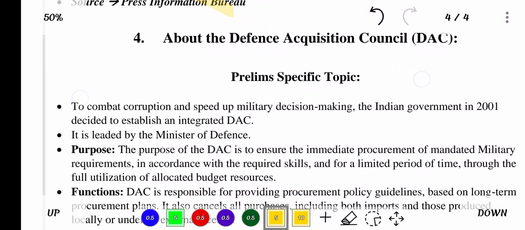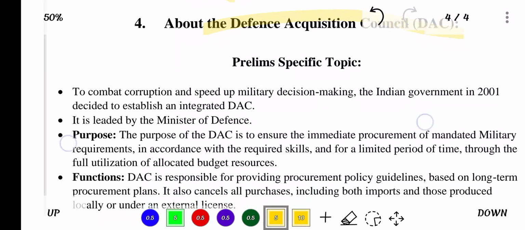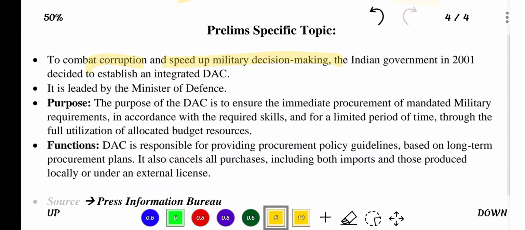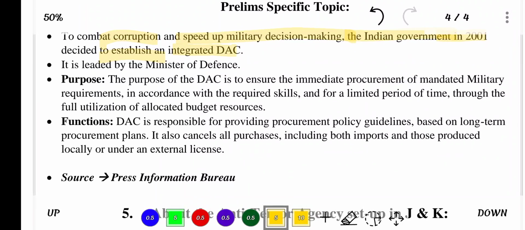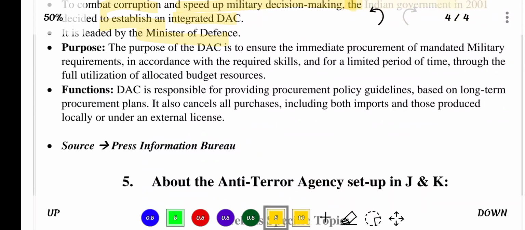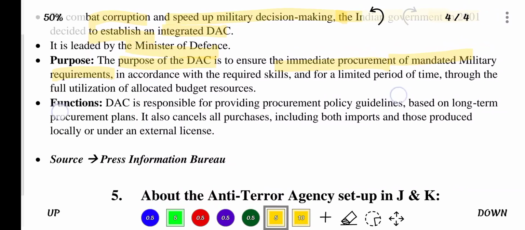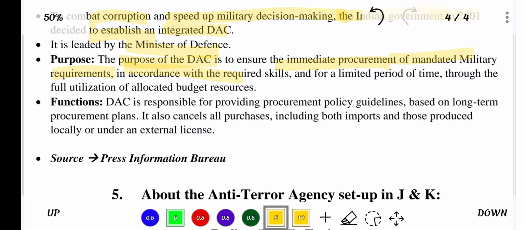The next topic in news is about the Defense Acquisition Council. To combat corruption and speed up military decision making, the Indian government in 2001 decided to establish an integrated DAC. It is led by the Minister of Defense. The purpose of the DAC is to ensure the immediate procurement of mandated military requirements in accordance with the required skills and for a limited period of time through the full utilization of allocated budget resources.